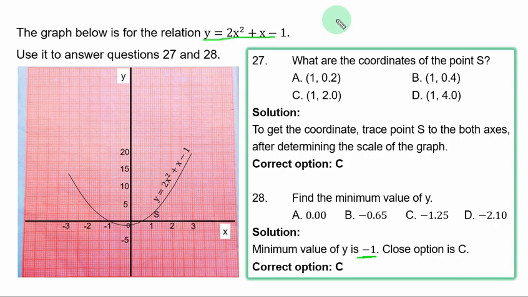Let me explain 27 again. Looking at all the options, you have S equal to 1 in all. So you start tracing from 1. You trace 1 to the curve. At the point of intersection, you trace to y-axis. That is 2. Simpler way of getting the coordinates at point S.